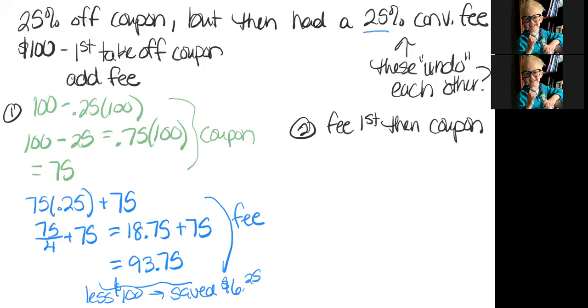So this is off and then on, right? If you take a percentage off and then you add a new percentage, the reason why it changed is because right here we're now doing our fee on our new price, our $75, not our original $100. So that's really important. So go ahead, let's try number 2.